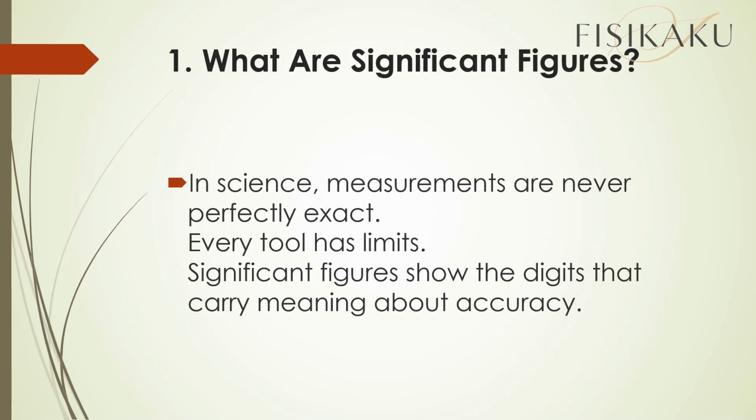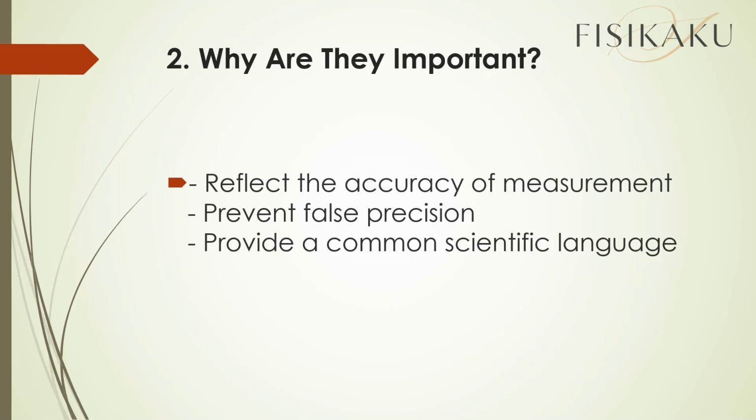1. What are significant figures? In pure mathematics, numbers can be exact. But in science, measurements are never perfectly exact. Every measuring tool, whether it is a ruler, a scale, or a thermometer, has limits to its precision. Significant figures represent the digits in a number that carry real meaning about the accuracy of the measurement. They are a way of communicating certainty, so that we do not give a false impression of how precise our results are.